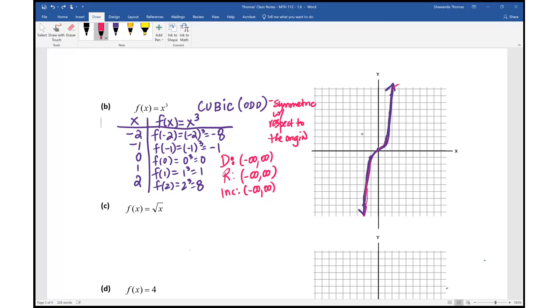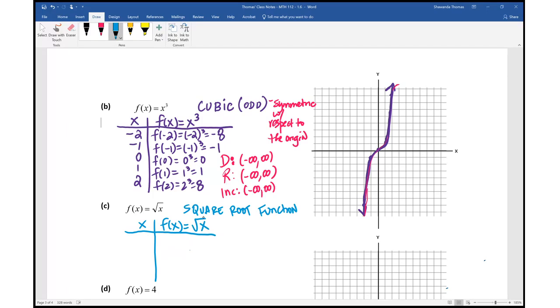All right, let's move on to f of x equals the square root of x. So what function is this? This one may be obvious. It is the square root function. What is the shape of this? Well, let's find out. It's best to have an idea before you graph. So we have x and f of x equals the square root of x.